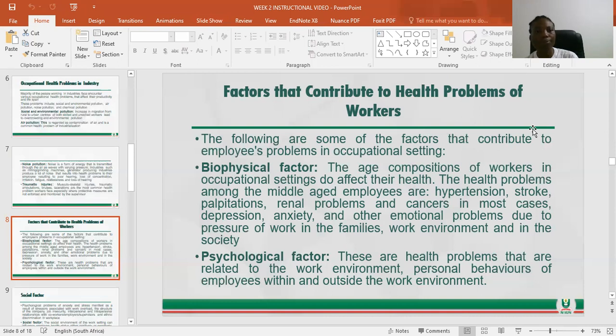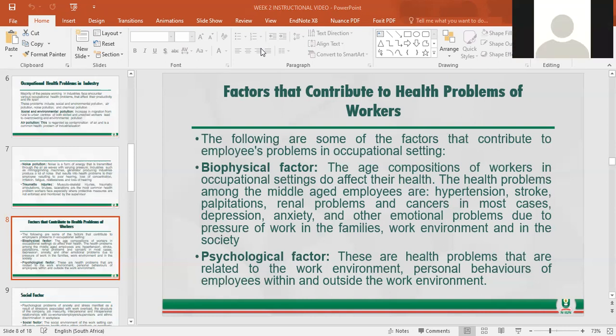What are they? Esther. Esther, what are the factors that contribute to the health problems of workers? Okay, I can see Esther is not there. Okay, Anna, you want to share with us?